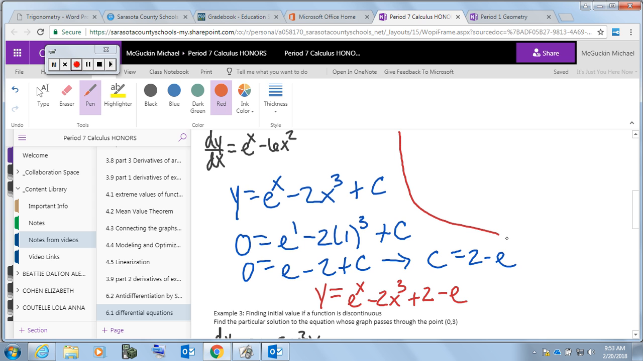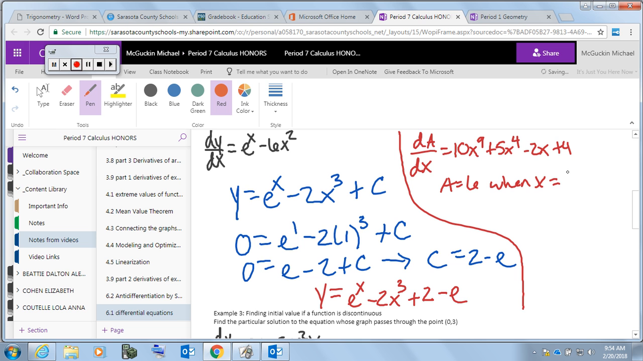So what I would like you guys to give a shot at is the following. Let me separate this from everything else. Your first derivative, or the order of it is the first derivative, dA/dx is going to be equal to 10 times x to the 9th plus 5x to the 4th minus 2x and then plus 4. Alright? Your initial value is A equals 6 when x equals 1.